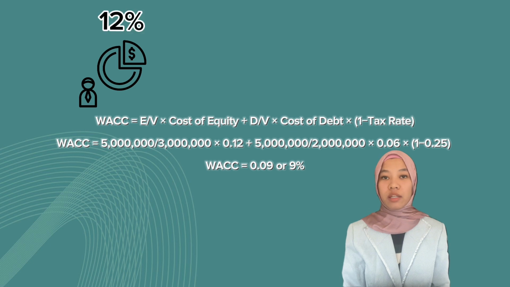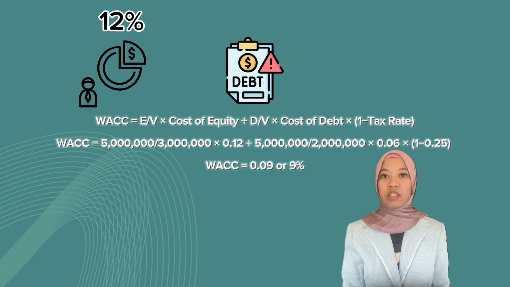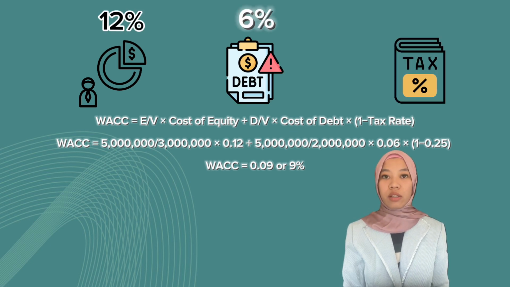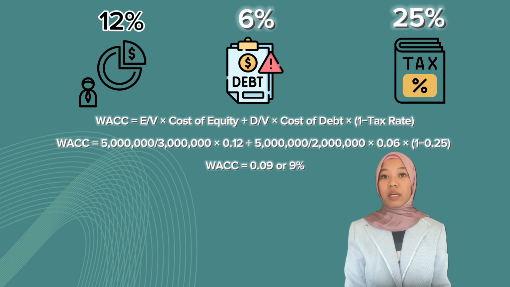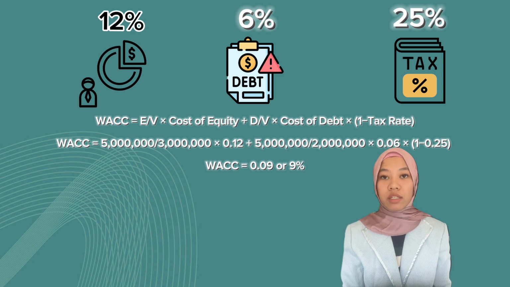Suppose Technology Innovation Incorporation has a cost of equity of 12%, cost of debt of 6%, and a tax rate of 25%. If their equity is valued at 3 million and debt at 2 million, the WACC is 9%. This calculation helps Technology Innovation Incorporation determine their optimal capital structure for minimizing WACC.